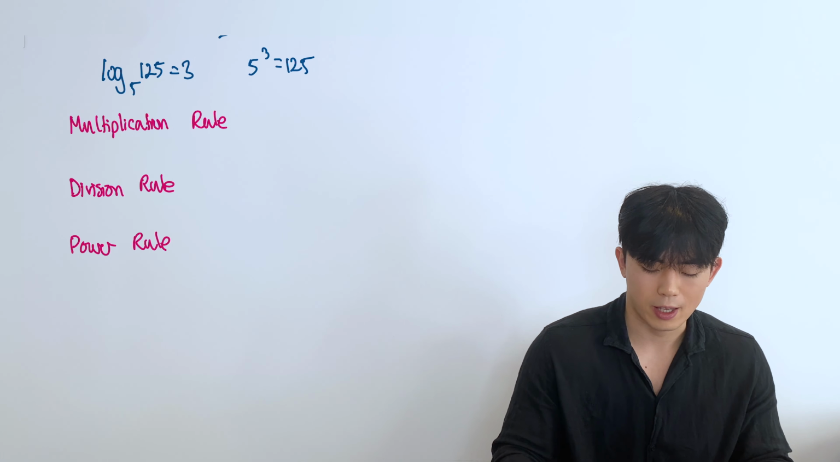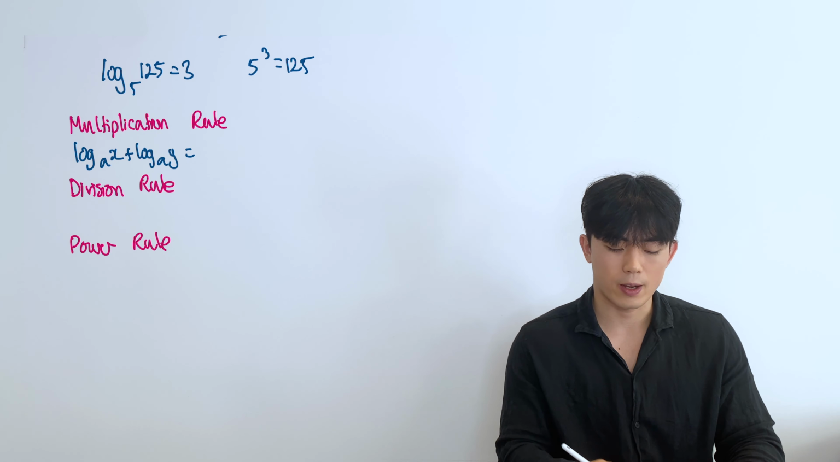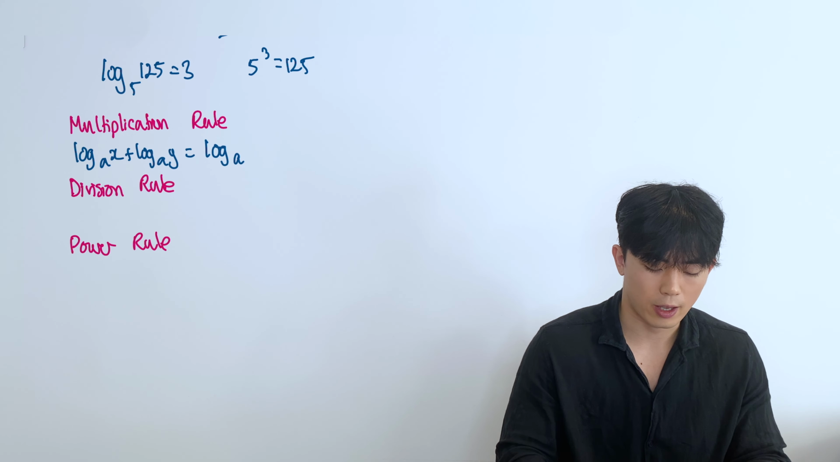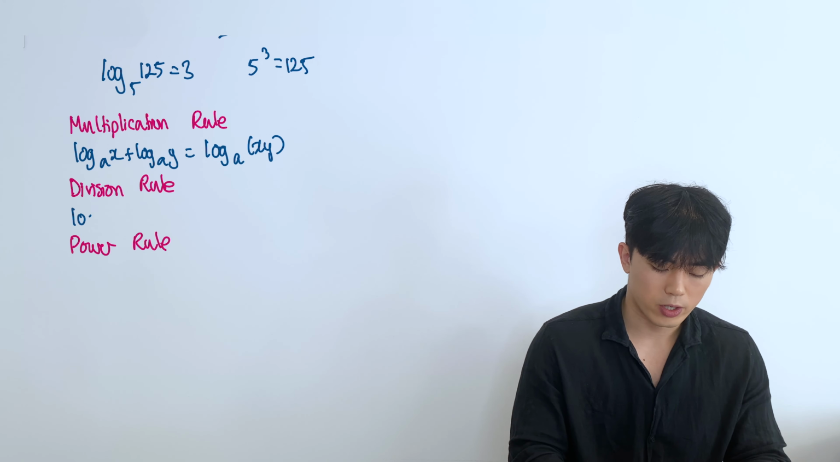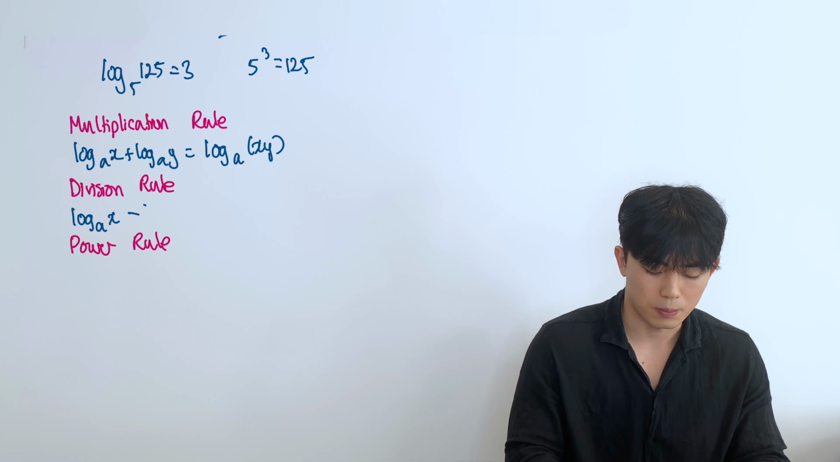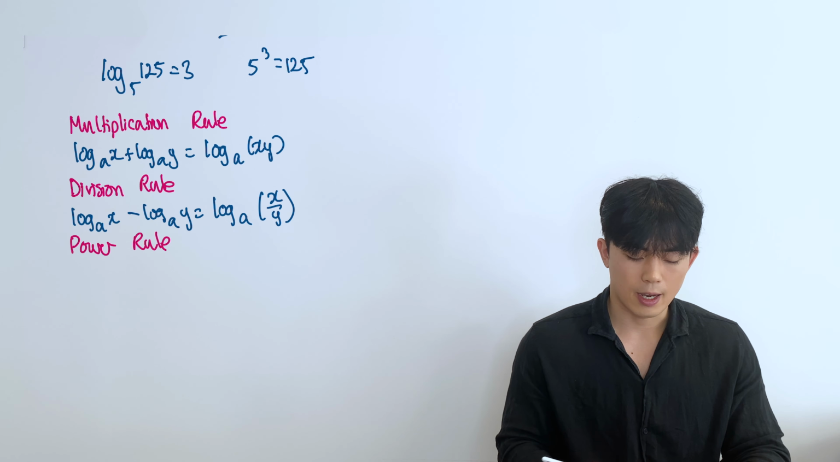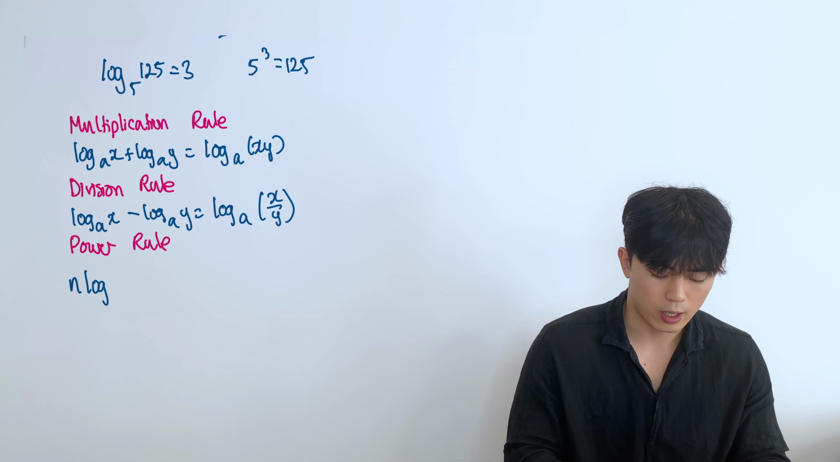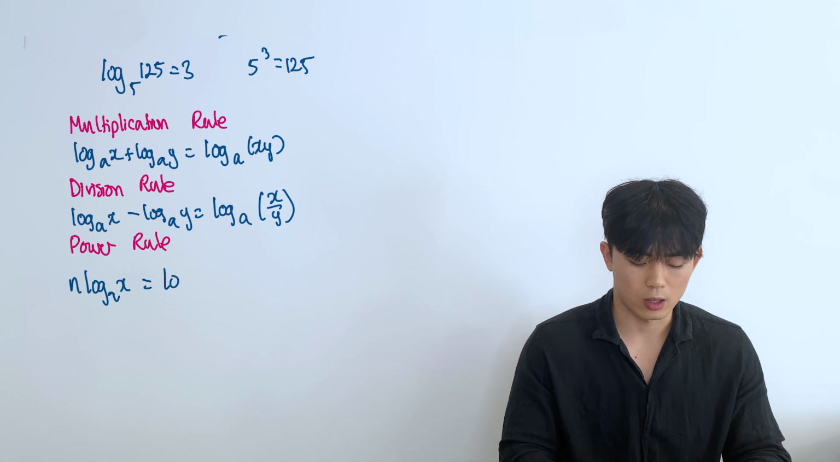The multiplication rule states that if we have maybe log a x plus log a y, so the bases are the same, they're both a, then you can combine this to say log a of x times y like this. So you multiply x and y together. The division rule is when we have the same base again, log a x minus log a y, now is a negative. In this case, it becomes log a of x over y. And the power rule is if we have like n log a x, this n I can bring up to the power. So I would say it's log a of x to the power of n like this.